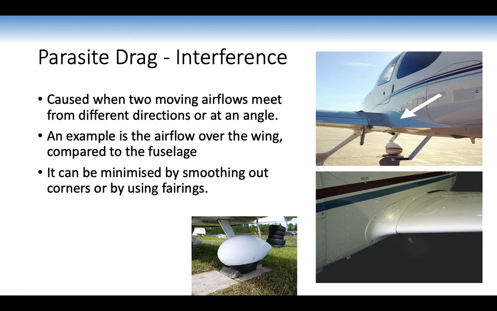So finally, parasite drag interference, caused when two moving airflows meet from different directions or at an angle. An example is the airflow over the wing compared to the fuselage. They're both flowing against different surfaces in a different direction, and it's kind of like a river as well. If you've got a river flowing from two different directions, when they join together, they have a sort of swirling motion, and then as they continue along and join. It can be minimized by smoothing out corners, as you can see in this image, and by using fairings on the wheels.